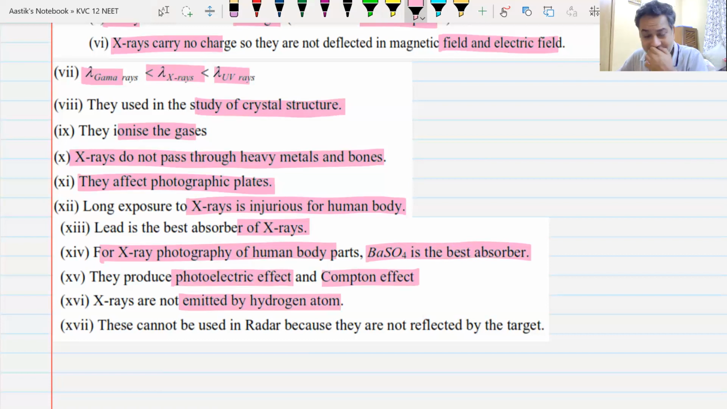X-rays are not emitted by the hydrogen atom. They cannot be used in radar because they are not reflected back by the target. These are all information-based questions, and you will have to just note them down and remember them. I'll give you 5 minutes to do this.